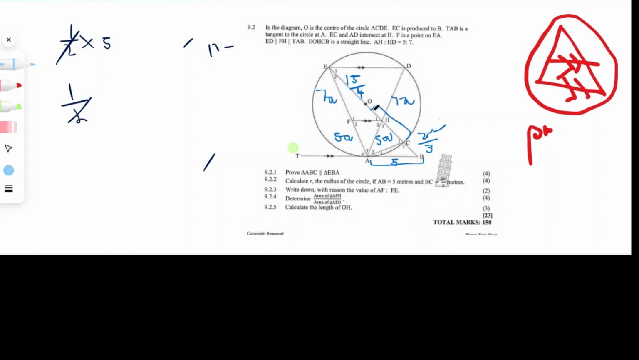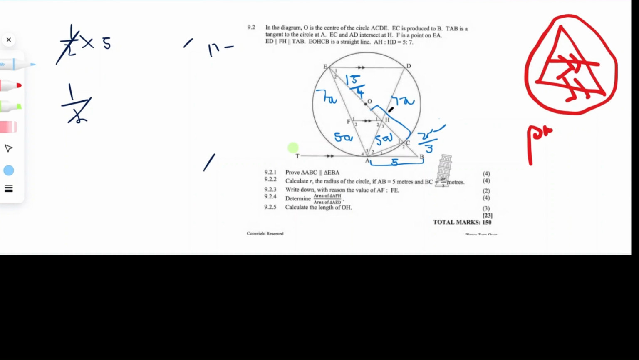We already know what OC's value is. Remember, guys, OC is a radius, and we've already calculated what the radius is back in 9.2.2. We said that the radius is 15 over 4. Okay, so what does that mean? We know that OC is 15 over 4. So we can just use this to our advantage, guys. You need to formulate an equation for yourself if you're trying to calculate a part of a line that isn't exactly a radius, right? So that's the very first thing we want to do.